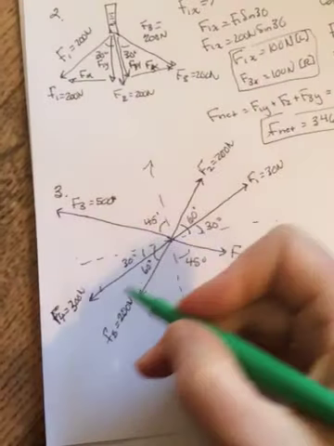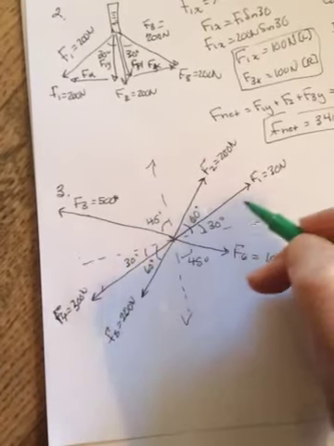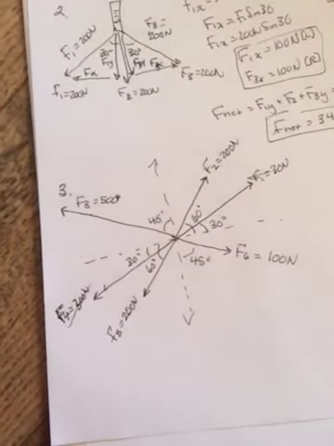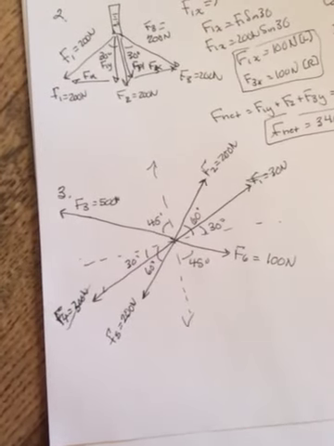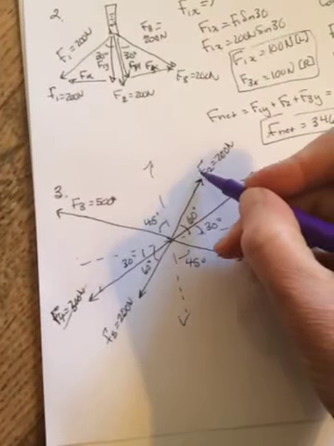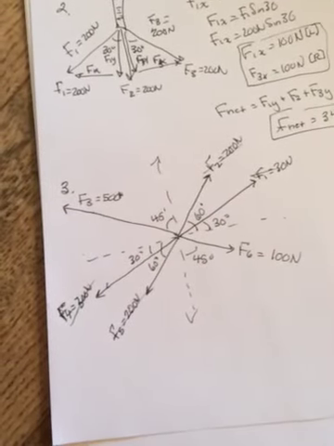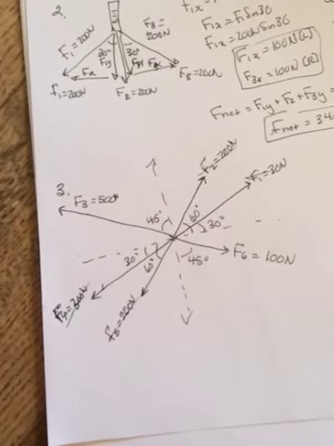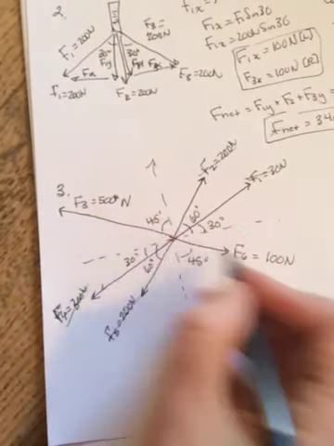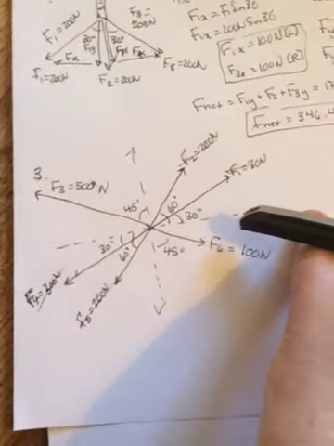Because look, F1 and F4 are exactly opposite each other and they're exactly equal, so they cancel each other out. And then look at F2 and F5. They are exactly opposite each other and exactly equal, so they cancel each other out. And then look at F3 and F6. They are exactly opposite each other, but they don't quite cancel each other out. But you can subtract them because they're opposite each other.